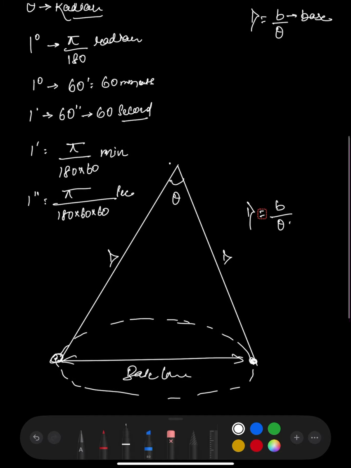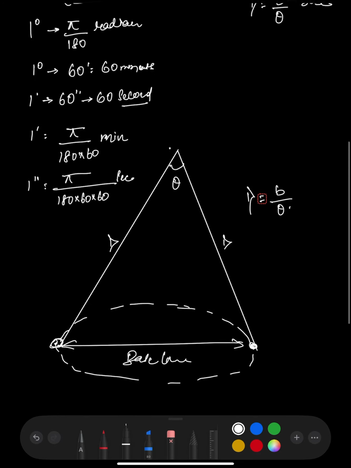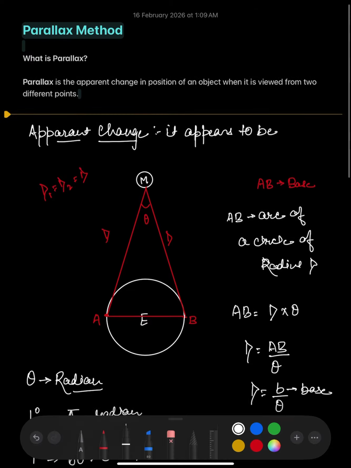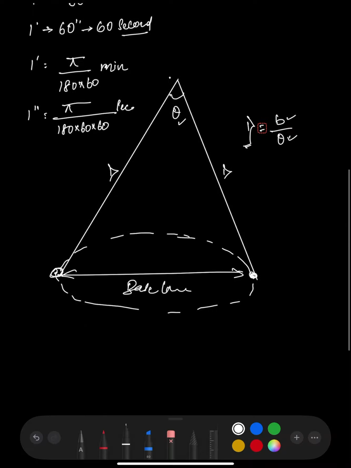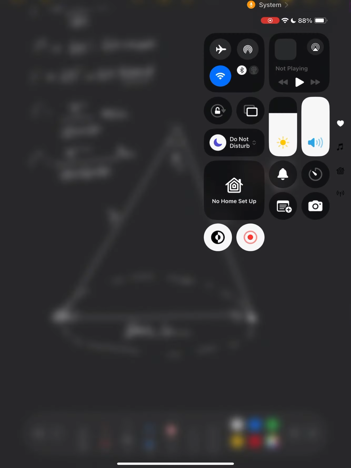I think this is enough. This is what you will get in most of the problems. You will get the theta value, you will get the baseline value, and you will have to calculate D. In case you have any doubt, you are free to comment. Please let me know.